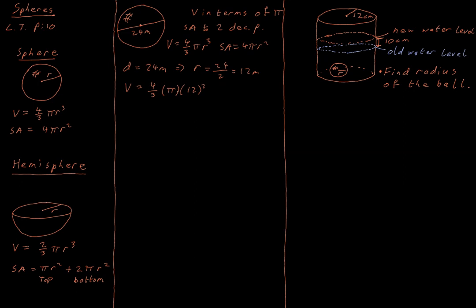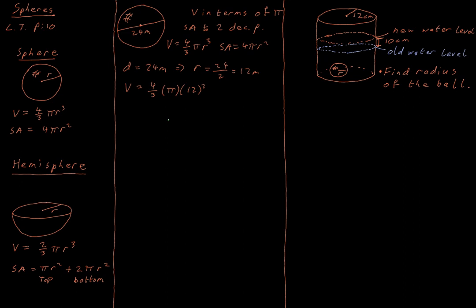Now, when I'm putting stuff into the calculator at this point, I'm going to just put in the 4 over 3 multiplied by 12 squared. I'm not going to put in the pi because I want pi in my final answer. So I don't want the calculator to tell me what this is when you put in the number pi. I want pi written next to my final answer. So I want to find out what these two numbers are multiplied together.